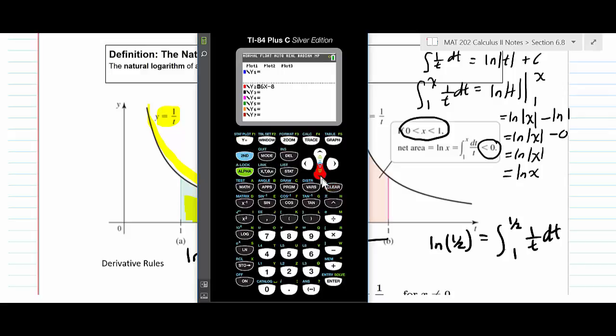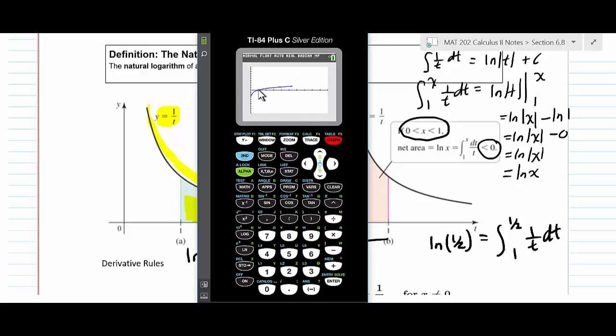So let me clear this stuff off here and give you an idea that will help you understand this. If I graph the natural logarithm of x in a standard window, this is the graph of the natural logarithm. Let me change my window just a little bit because I only need to worry about x greater than 0. Okay, so there's your natural logarithm.